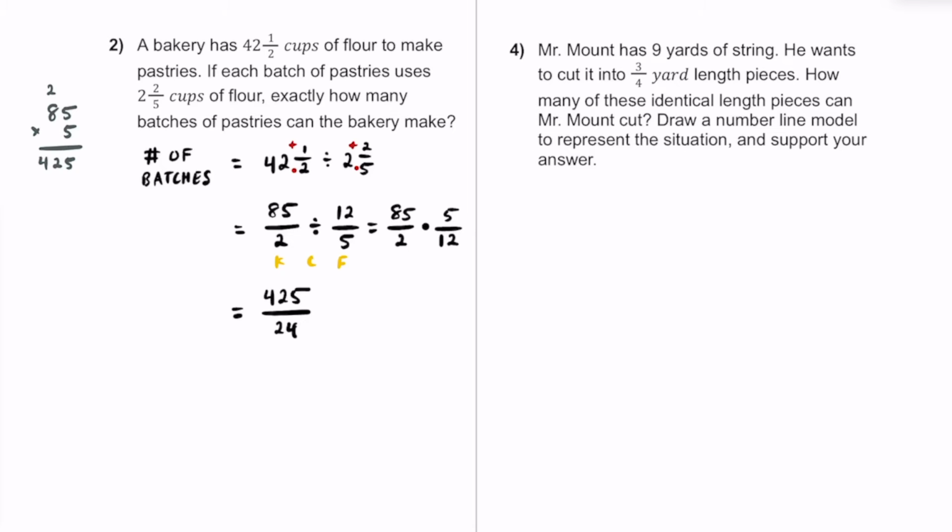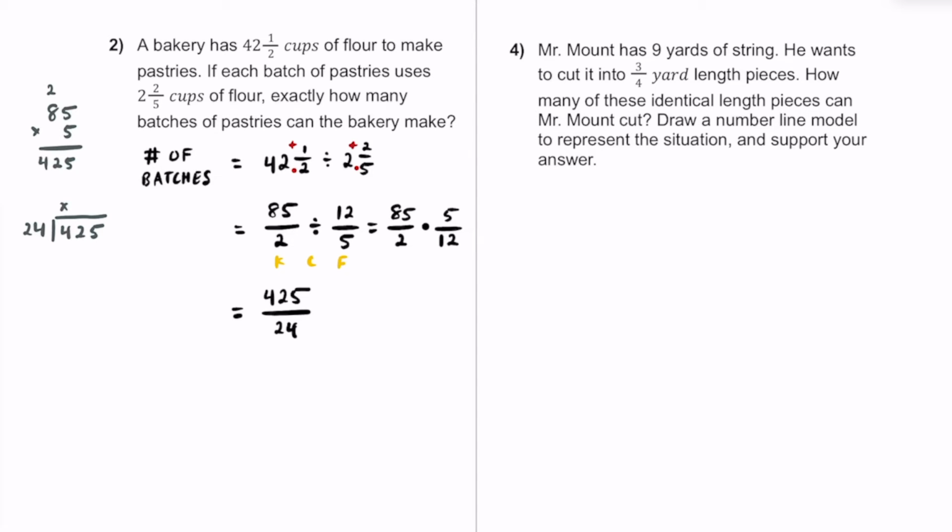So this is how many batches we can make, but that doesn't really tell us a whole lot of information here, right? So I think we're going to turn this into a mixed number. I think that's going to be a little bit more clear. So let's take this 425 and divide it by 24. So I'm going to do that on the side here, 425. Let's go ahead and put that inside the division house and divide that by 24.